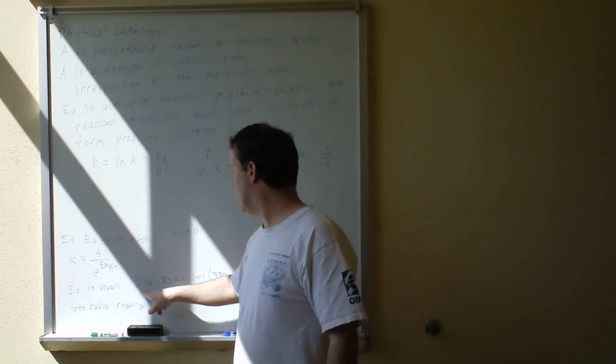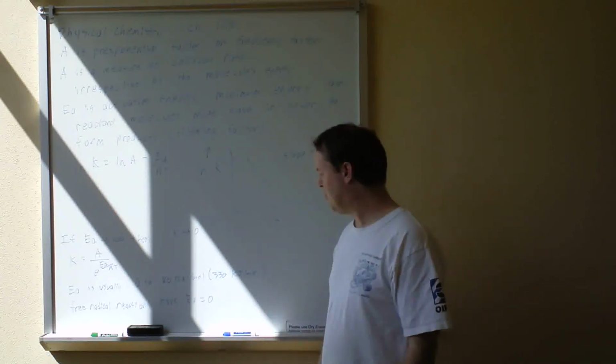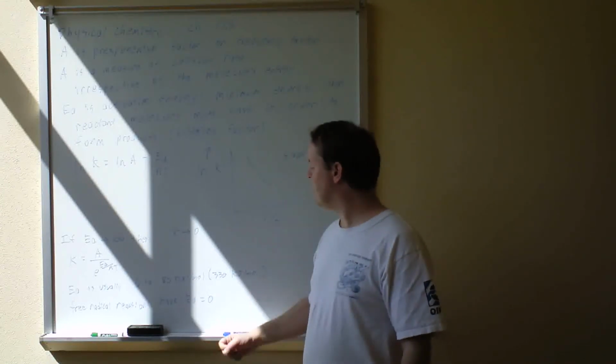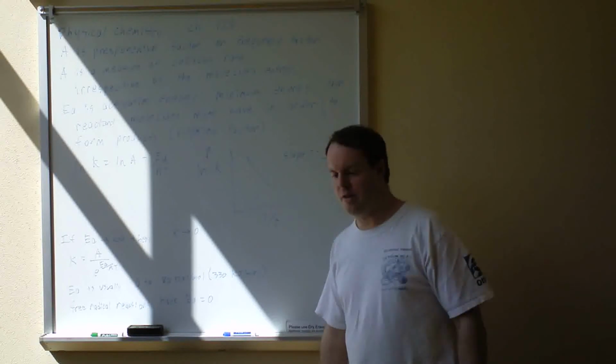Now, EA is normally about 0 to 80 kilocalories per mole, or 330 kilojoules per mole. But free radical reactions, they'll have an activation energy of roughly 0. We'll talk more about free radical reactions in a bit.